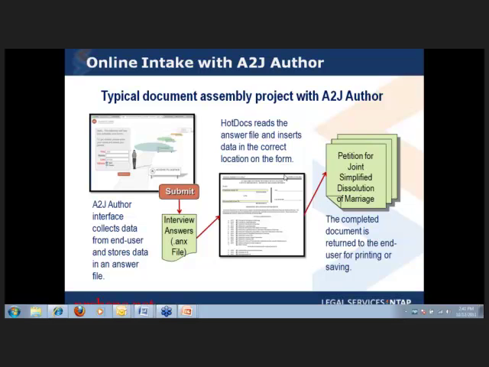That file is then partnered with a HotDocs form. That means all of the data that was collected during that online interview is put into the form in all the correct places. That form is then displayed back to the end user. They can print it or save it, file it at court, etc. So that's typically how people might know A2J Author, but as you saw with the Utah project, A2J Author is now becoming very common and popular as the front end for online intake.